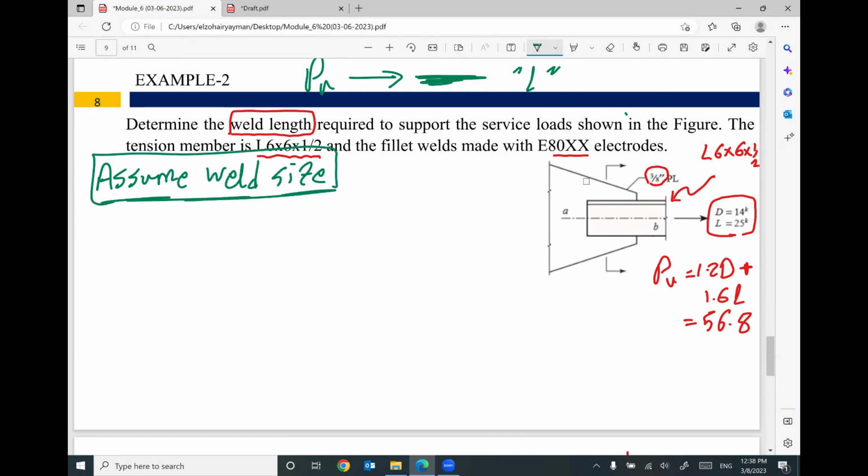I have a question. The weld will be done between this plate with a thickness of 3/8 and this angle with a thickness of 1/2 inch. How did you know it's a half?